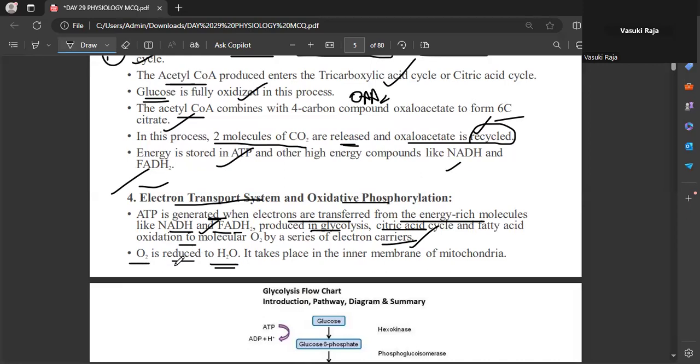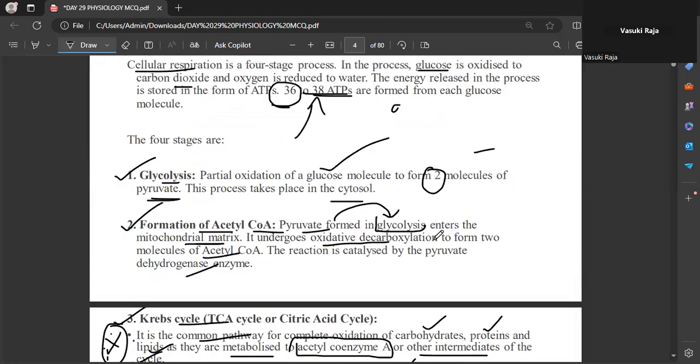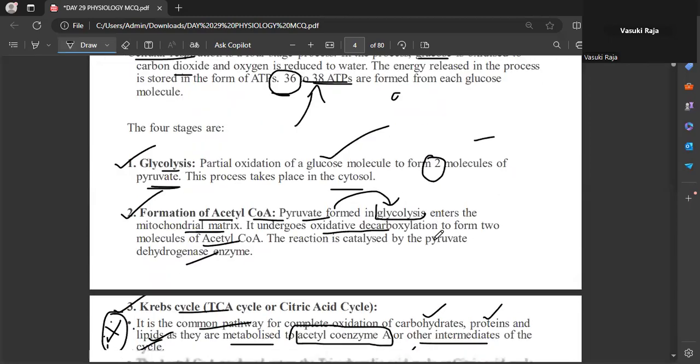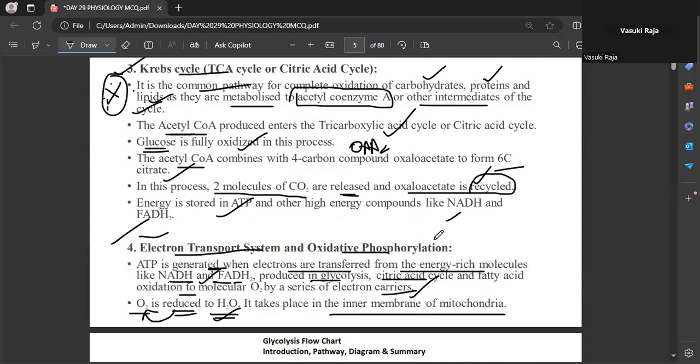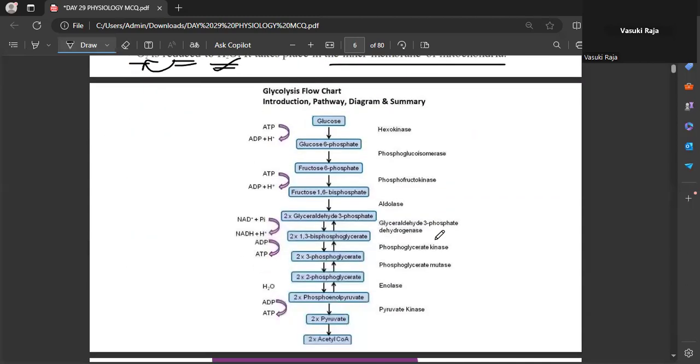Now, here the oxygen is getting reduced into water. What is reduction? Obviously, there will be the acceptance of hydrogen. By accepting the hydrogen, this oxygen is getting reduced into water. Now, where does it take place? It takes place in the inner membrane of the mitochondria. See, the location is very, very important, where all these 4 stages are taking place under cellular respiration. So that's all about the 4 stages of cellular respiration.